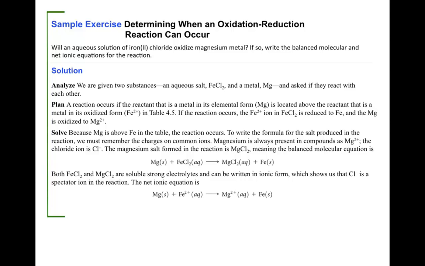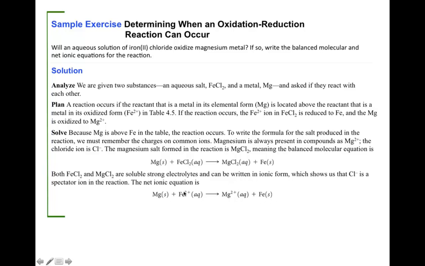So that will be magnesium, and we can cancel the chloride because it is basically the spectator ion. So we cancel the chloride, and we will have magnesium solid plus the iron plus 2, producing the magnesium plus 2 plus the iron as a solid.